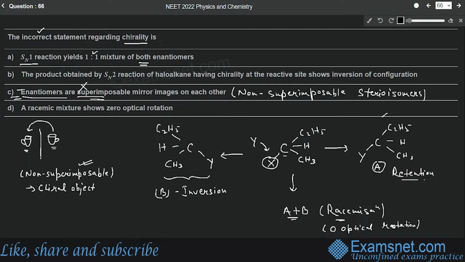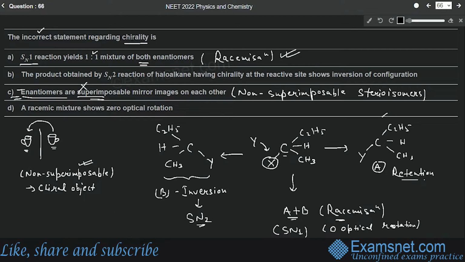Now, let's discuss the options. First one is SN1 reaction yields 1:1 mixture of both enantiomers. That means racemization will take place, right? So this is a correct statement because in case of SN1 reaction, racemization takes place. Whereas in case of SN2, what happens? Inversion takes place. Okay. So statement 1 is correct.